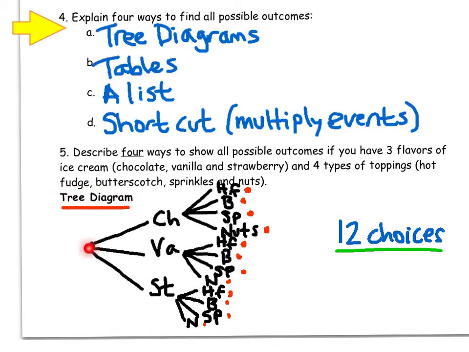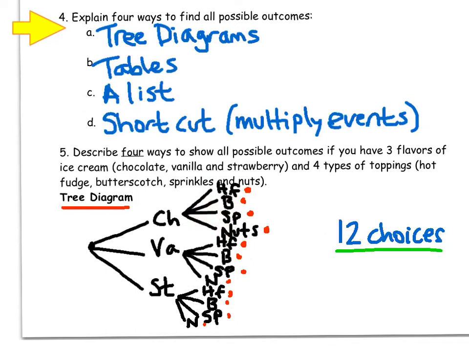A tree diagram always starts with a point, and then you have to make your first decision. Well, notice how the first thing they said were 3 flavors of ice creams. So I would draw 3 branches, and I would put the ice creams, chocolate, vanilla, strawberry. Now, the next decision I have to make is what type of toppings. So from each type of ice cream, I would have to draw 4 branches for the 4 toppings, because I could have hot fudge, butterscotch, sprinkles, and nuts.